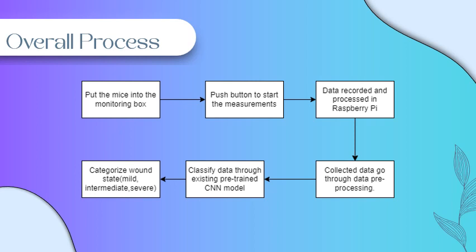So by putting the mice into the monitoring box, we use a push button to start the measurement. The data is recorded and processed in the Raspberry Pi, and then the collected data goes through data pre-processing and is classified through an existing or pre-trained CNN model, and we can categorize or classify the wound state or the skin condition into mild, intermediate, and severe.